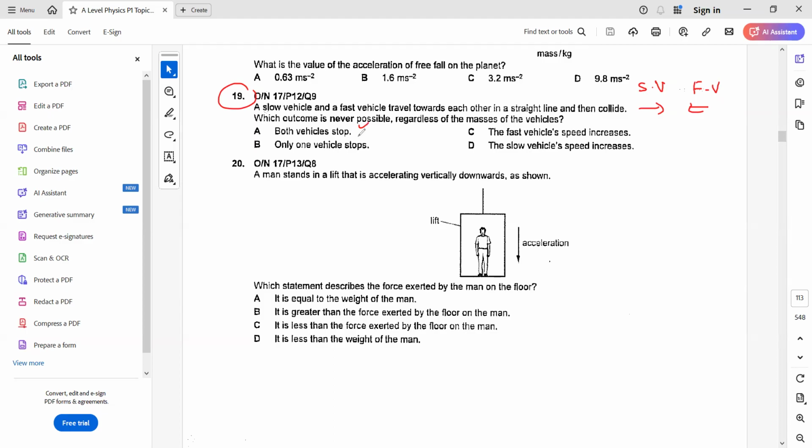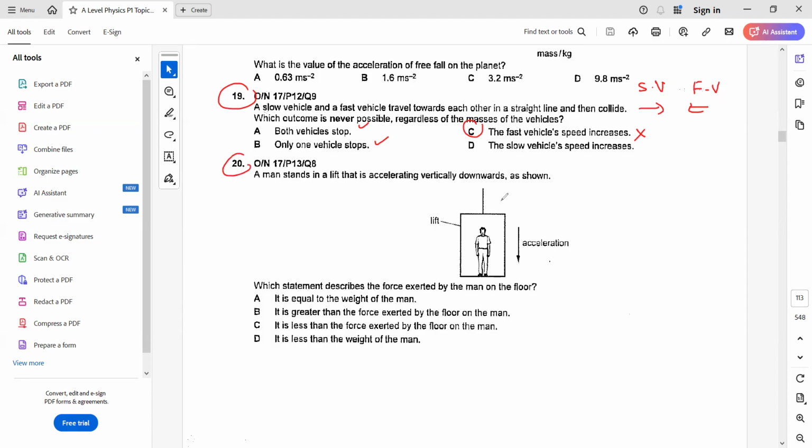Both vehicles stop? Well, they can actually stop. So this seems possible. Only one vehicle stops? Yeah, basically, maybe the slower vehicle stops and the faster vehicle continues to move on. Depends on the mass, but that's possible. Fast vehicle, the speed increases? Well, this is not possible at all because if they're coming head on, there is no possible way that speed has to increase. Speed has to decrease. So C is not possible. I'll go with C.